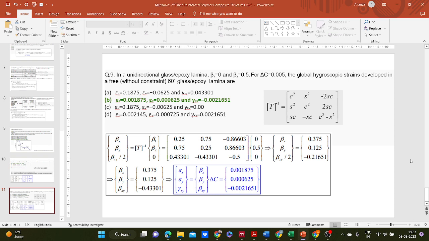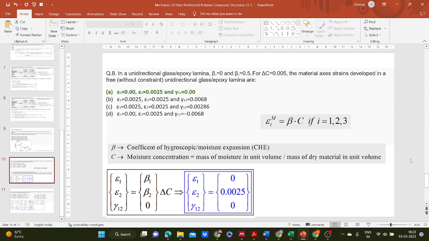No, no, previous to. Here that epsilon I matrix, no, that is the matrix strain. It is a normal equation. Strain is equal to the coefficient of moisture expansion and the moisture concentration. I took it in the, it is shown in matrix form, but it's a direct equation. So eta 1 equal to beta 1 dot the concentration. It's the normal equation.